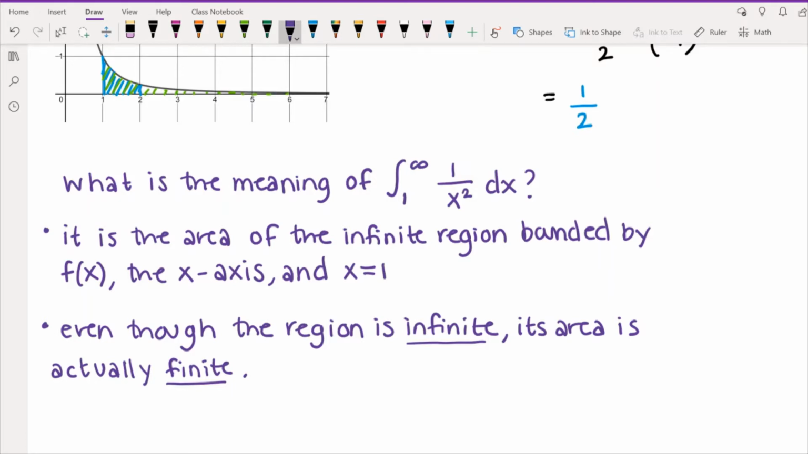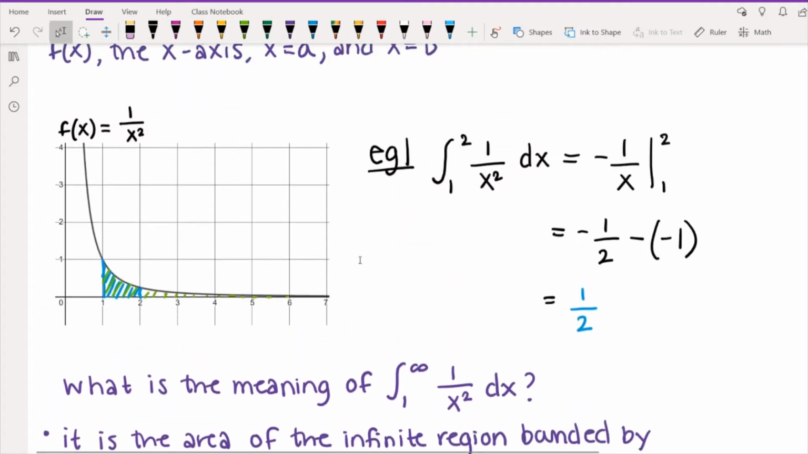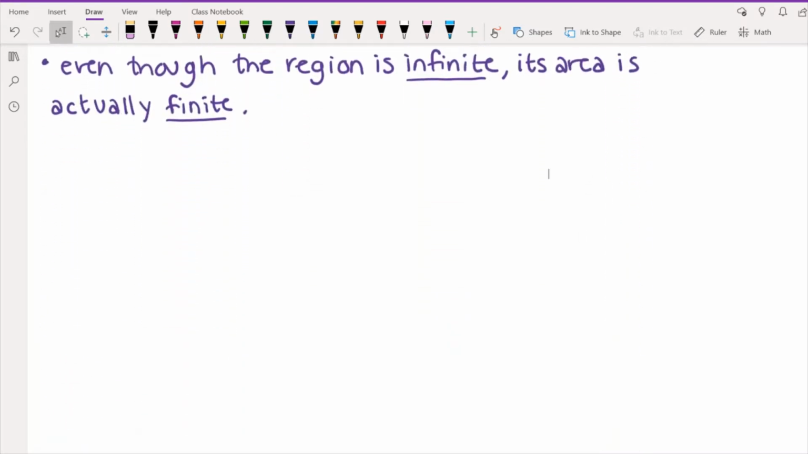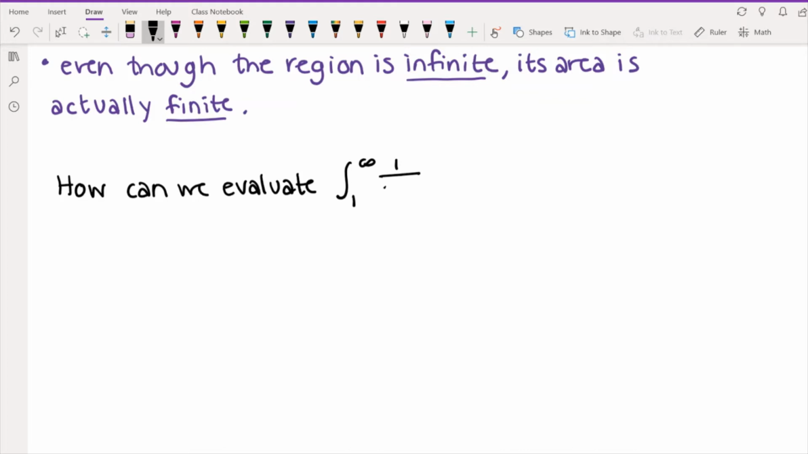And I know that's kind of weird and kind of hard to think about. It's almost kind of like paradoxical, but mathematically it is true, and we'll see how the math pans out in a little bit, that the area of this infinite region is a finite number. Okay, so how can we actually go about evaluating the integral from 1 to infinity of this function, 1 over x squared?